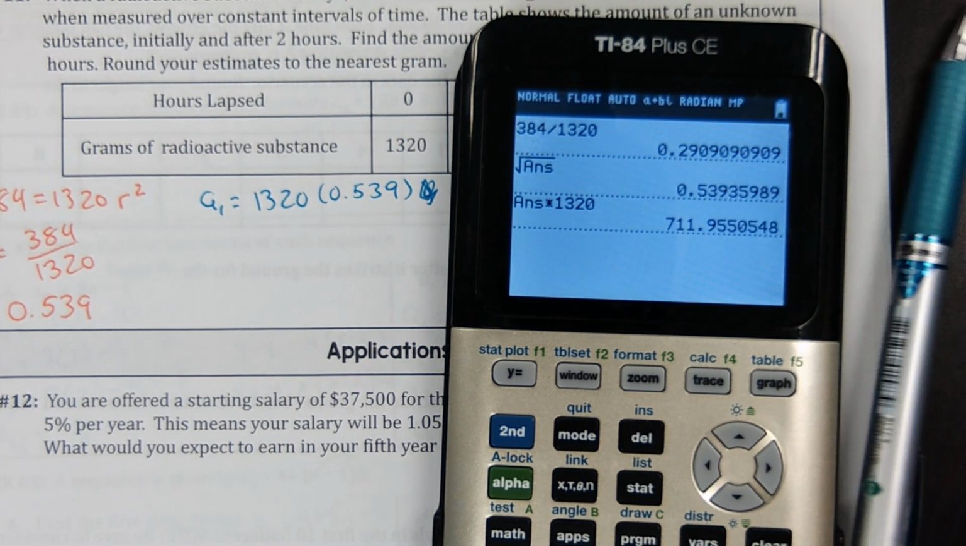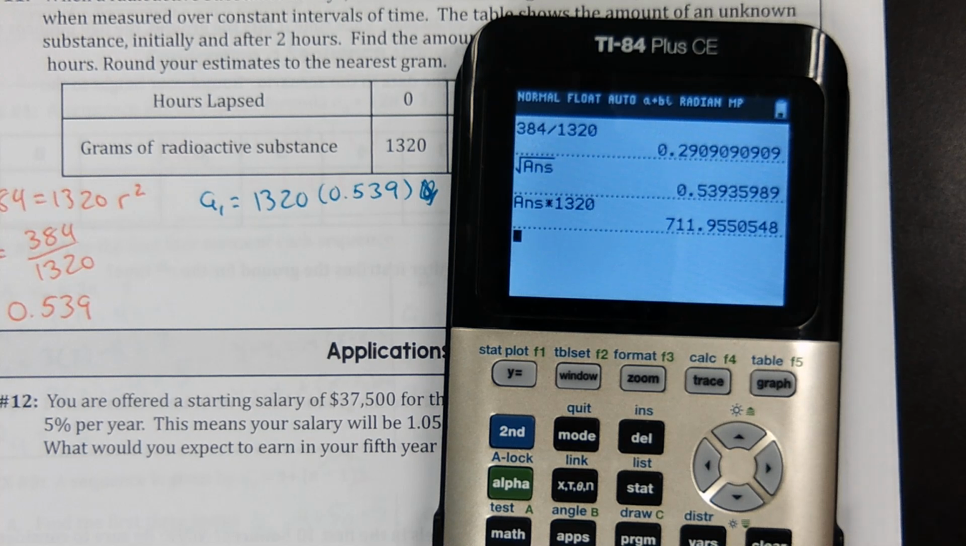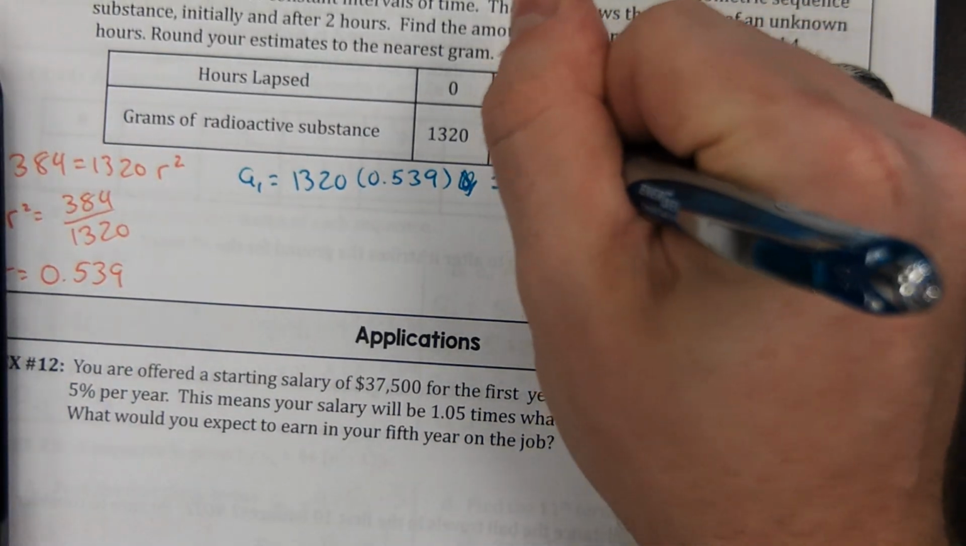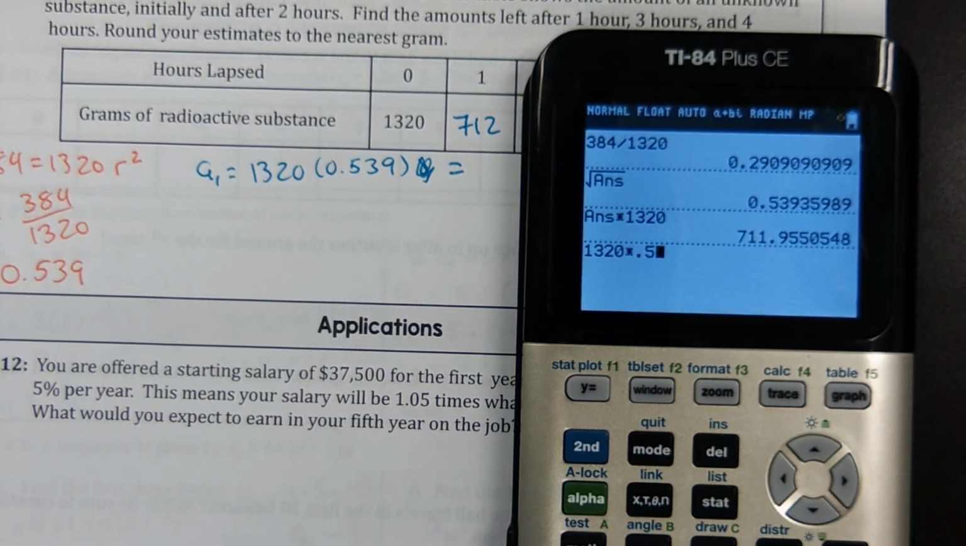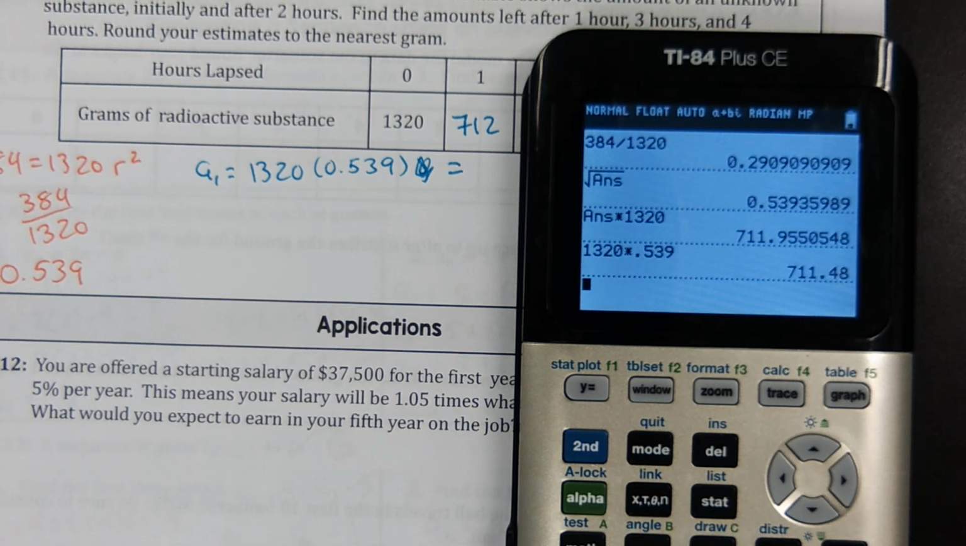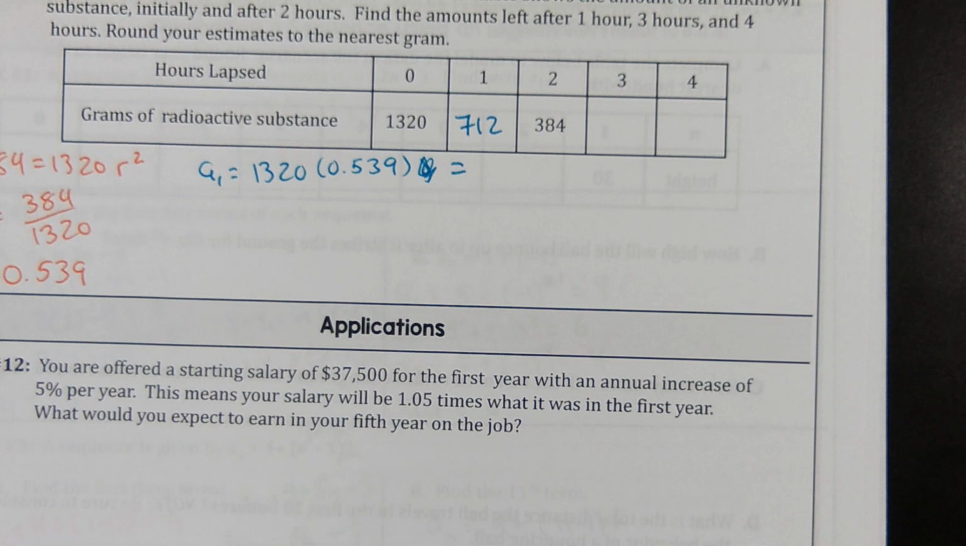Yes, Cooper? We rounded though, and then just multiply by 0.539. Slightly different, but it did say to round to the nearest whole number for your answers here. So this is going to be 712. Let's see if we had just used 0.539, 1320 times 0.539 would have been a little bit off. Right, but because we can use this calculator on the AP exam, we want to know how to do it this way.